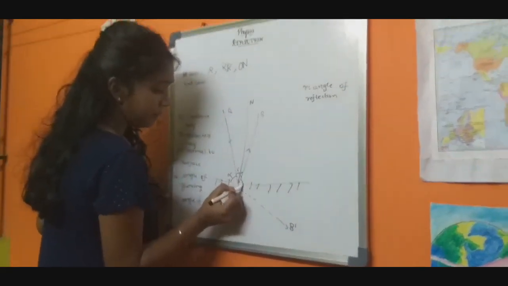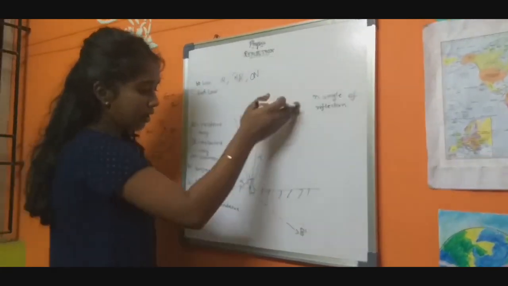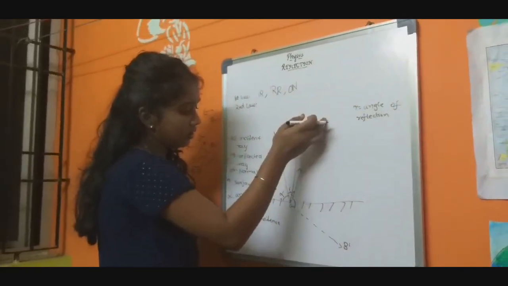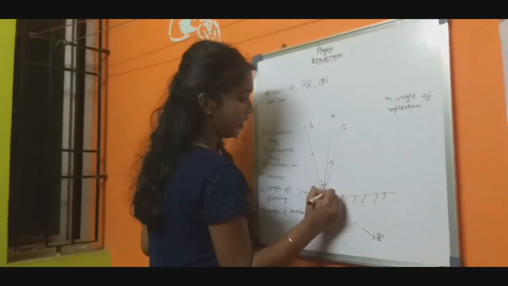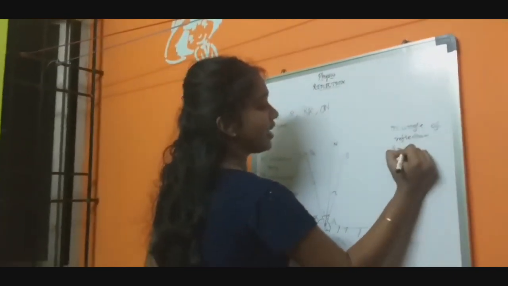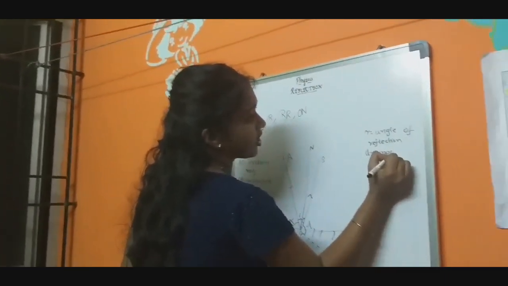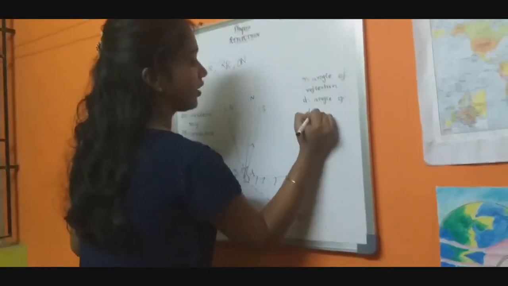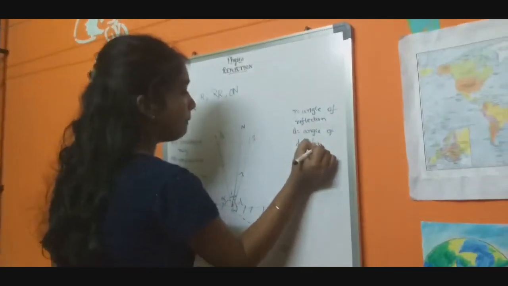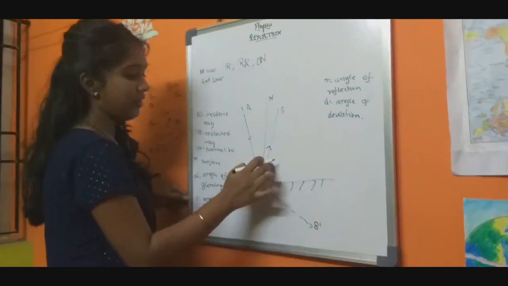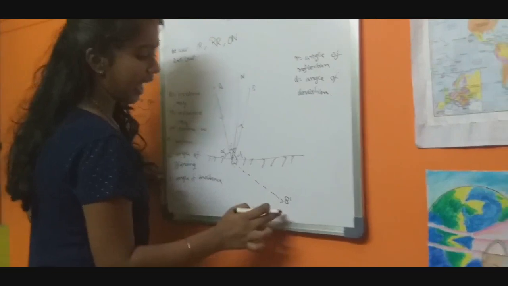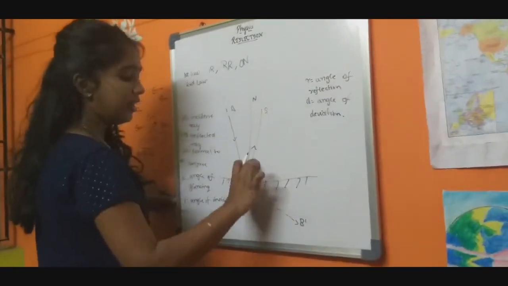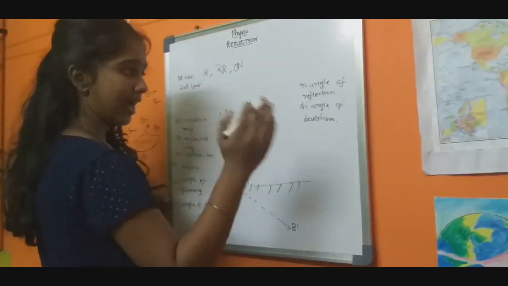Then the angle made by the reflected ray and the extended incident ray is D. Mark it as D, angle of deviation. This angle, made by the reflected ray and the extended incident ray, is marked as D, that is the angle of deviation.